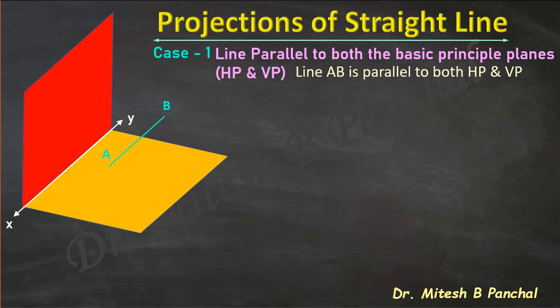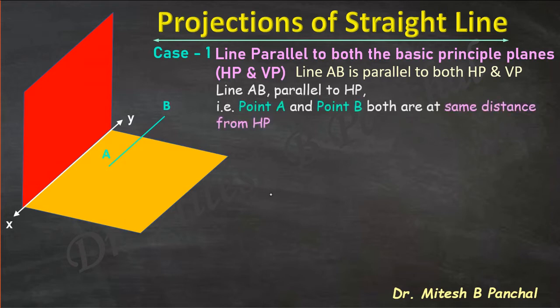Now starting with the solution. First, let's line AB is parallel to HP, that we will consider. Now when line AB is parallel to HP, that means point A and point B both are at same distance from HP. Means point A and point B are at same distance from HP. Here for reference, we are taking that point A and point B are at P mm above HP. This is what we are considering. Okay, this means line AB is P mm above HP.